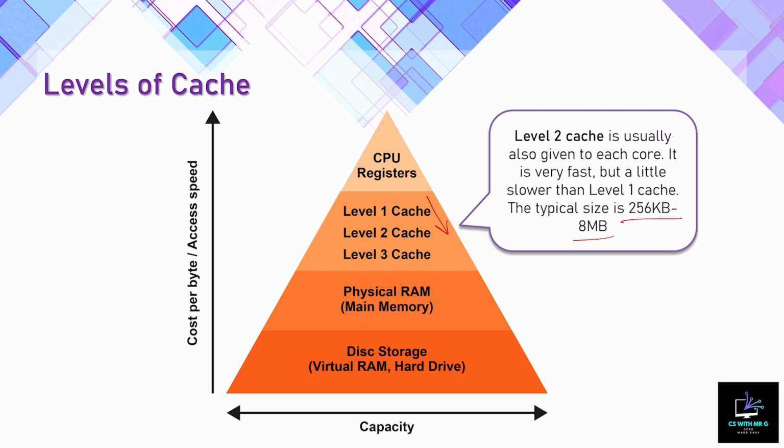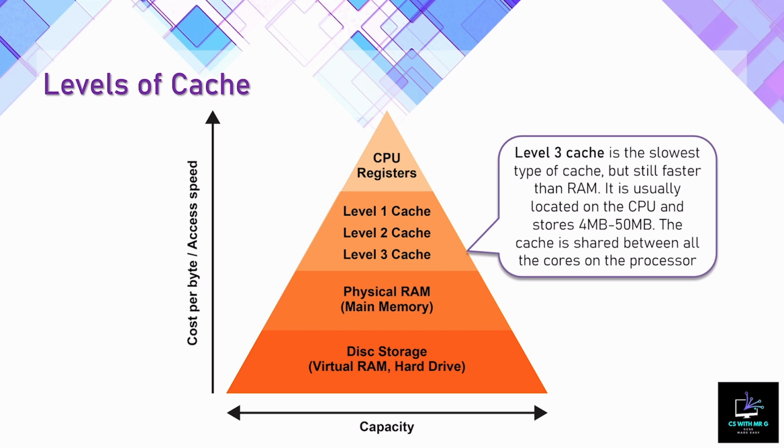Okay, so we're getting a little bit further away. It's still very fast, especially compared to RAM, but it's not as fast as level 1 cache. And then finally, level 3 cache is measured somewhere between 4 megabytes and 50 megabytes. And again, this is more, but as you imagine, the speed is decreasing as we go down the list. So level 3 is the slowest out of the 3, but it is still much faster than RAM. Okay, you need to remember that. So all levels of cache are still faster than physical memory, in other words, RAM.